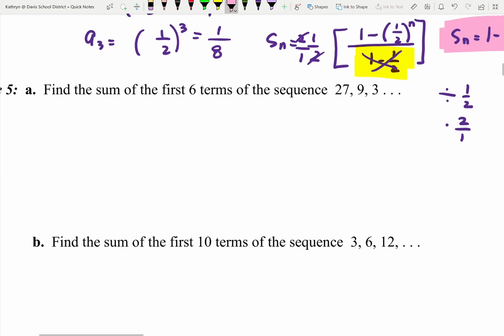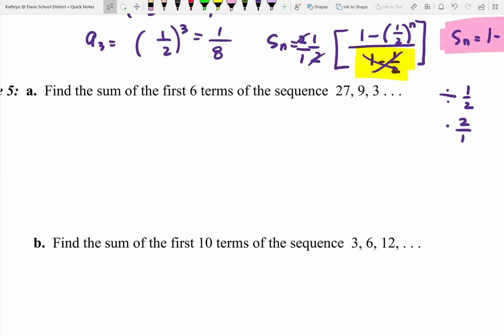Find the sum of the first 6 terms. We know that it's geometric. Let's pretend like we don't know. Okay? Watch me do this. 27 subtract 18 is 9. Is 9 subtract 18 3? No. So I know it's not arithmetic.